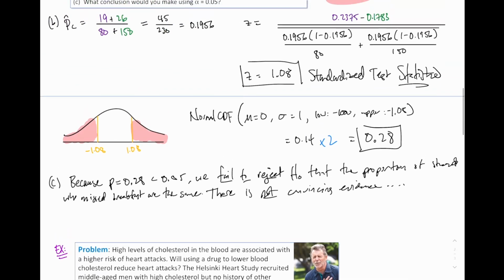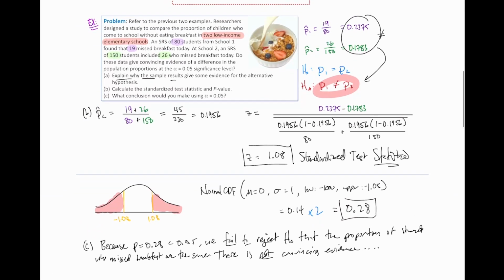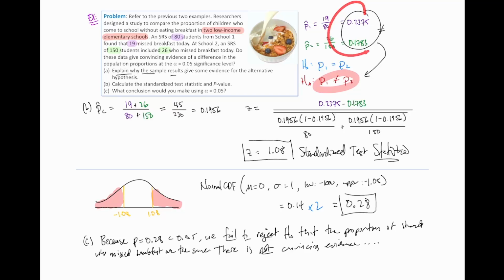So, yes. Are these the same? No, they're different. But the probability of these two things being different, even if the proportion is the same between those two schools, is 28%. That is a very likely chance that that could happen. It is not unlikely enough that we could get these two samples, even if they are the same. So 28% was our p-value.